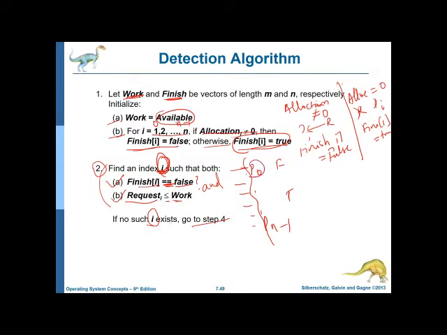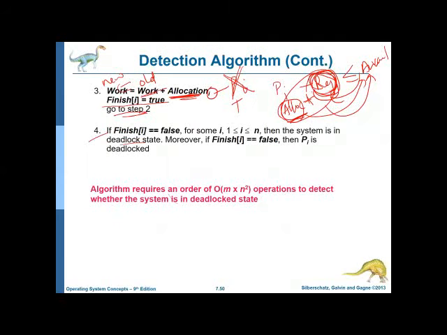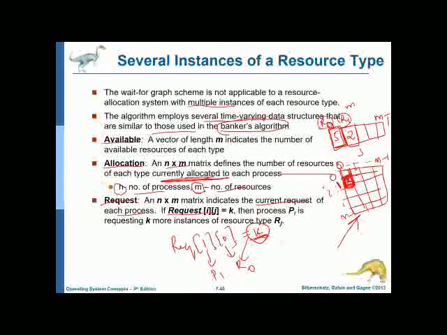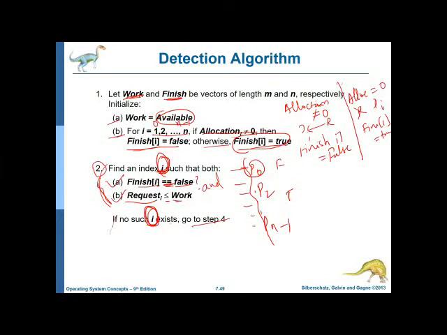So suppose P0 satisfied this, P0 completed its task, it will give everything to the available pool. We come back to step number 2, we find that P2 is satisfying these two conditions, so it will also add on to the availability pool. And this goes on every time, 2 and 3, 2 and 3, it keeps on working until you find that there is no more process that can satisfy these two conditions. Now these two conditions are not satisfied, so we go to step number 4.